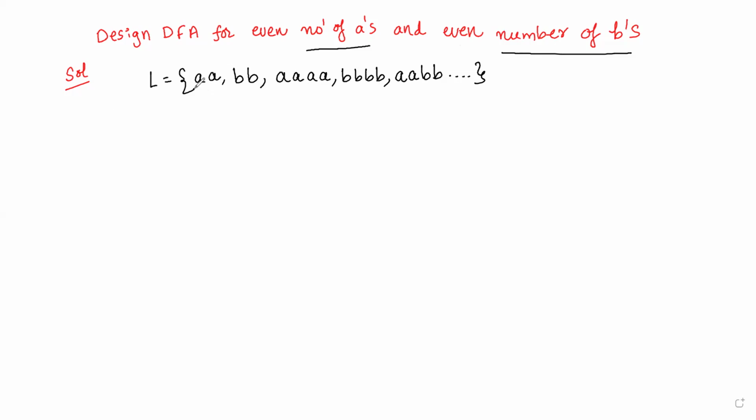You can observe here the number of A's is even, and the number of B's is even. 2 A's even, 2 B's even, 4 A's even, 4 B's even. So this is called an even number of A's as well as an even number of B's. So what we have to do now? We are going to construct the even number of A's and even number of B's DFA.